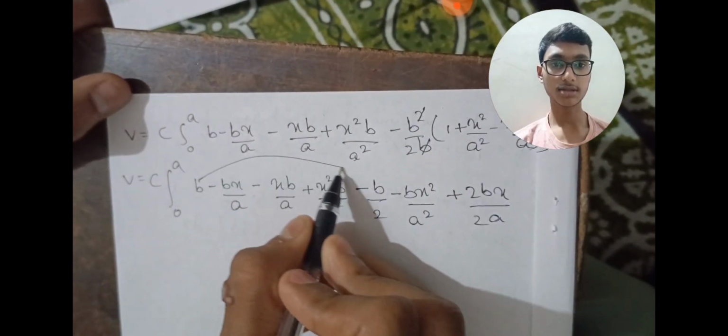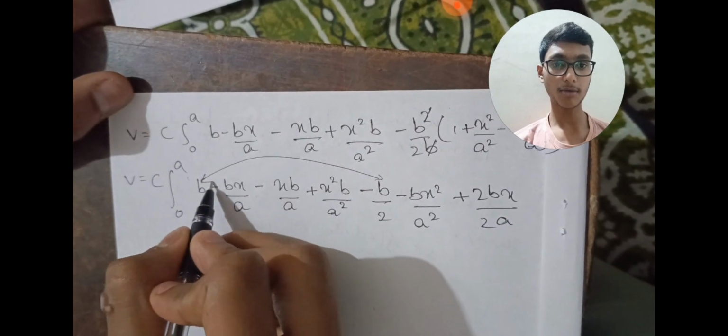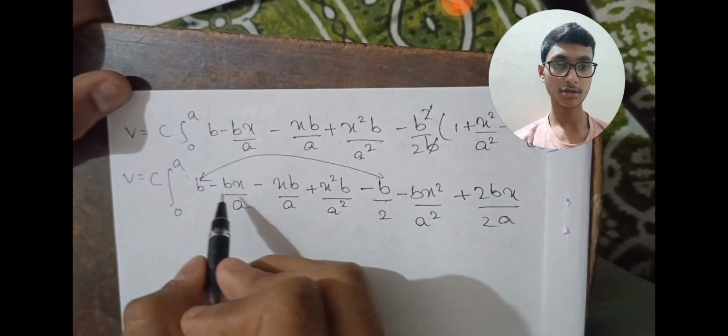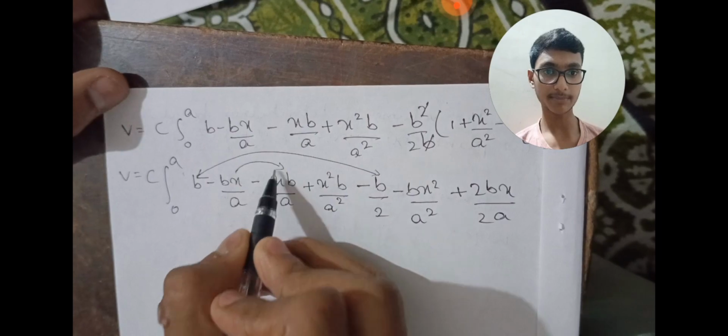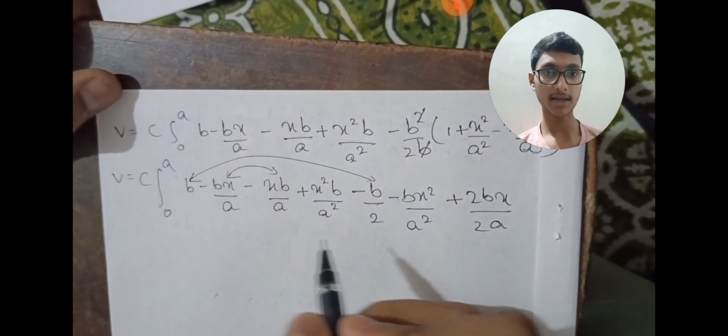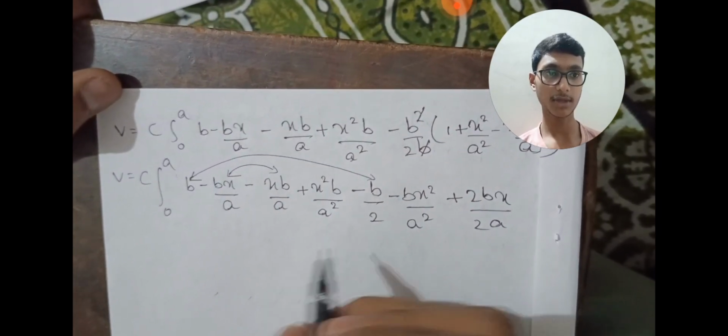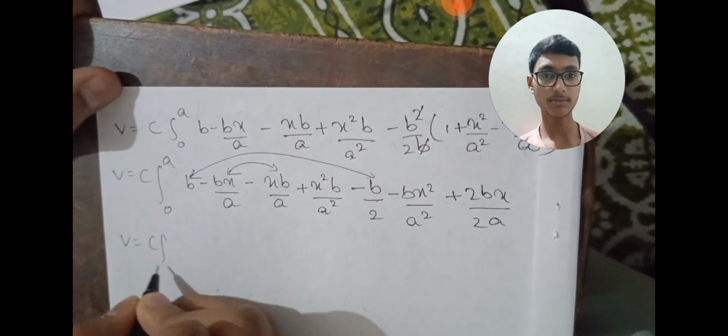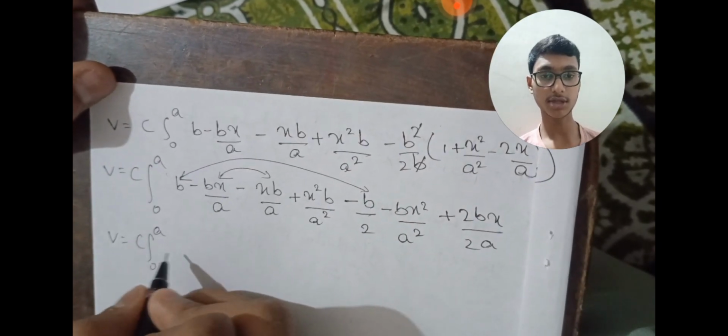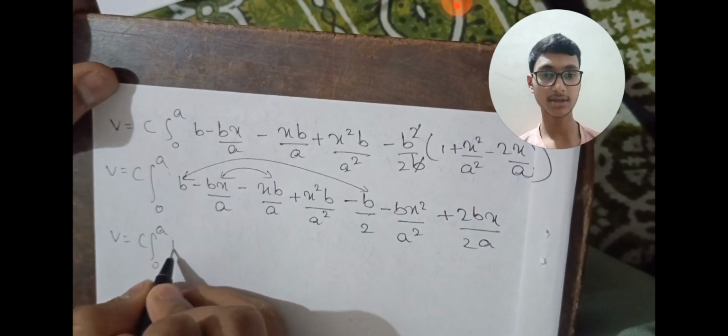Now this b and this b, it is in the form of 1 minus 1 by 2. So 1 minus 1 by 2 is nothing but 1. Even this is the same: minus bx by a, minus bx by a. So it can be written as minus 2bx by a. So v is equal to c into integrating, limit 0 to a.